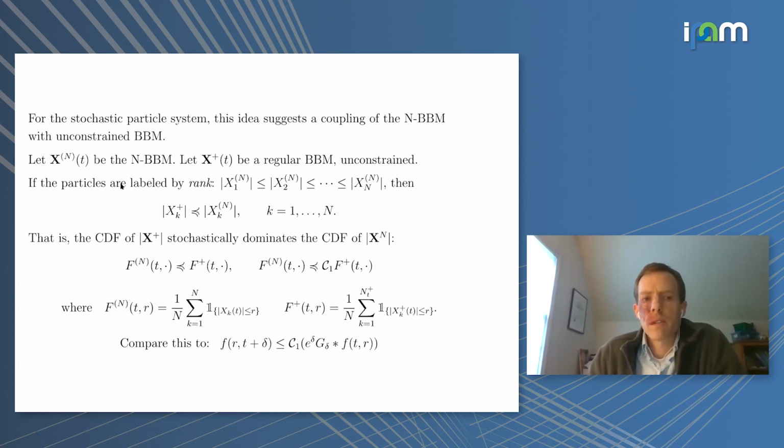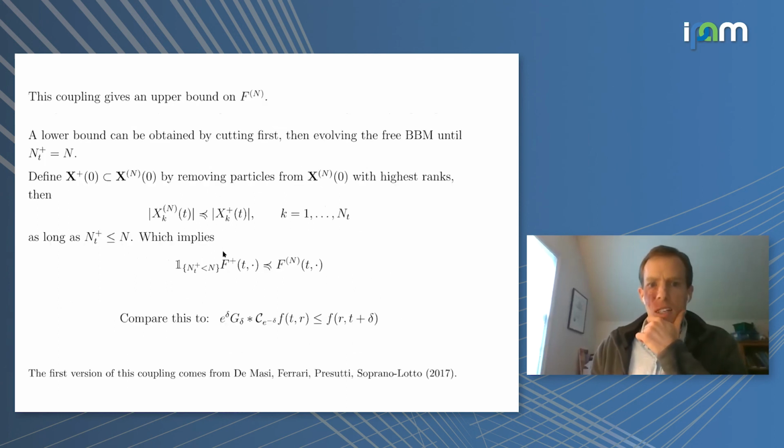What you can show is that if you label the particles by their rank, their fitness, then there's a stochastic ordering. The ranks of the NBBM process stochastically dominate those of the regular unconstrained BBM. Or in other words, the cumulative distribution function for the unconstrained BBM stochastically dominates the cumulative distribution function for the NBBM. Okay, so that's a stochastic analog of this upper bound here, where we first evolve according to the linear equation, which is related to unconstrained BBM, and then cut, and that gives an upper bound for f. Okay.